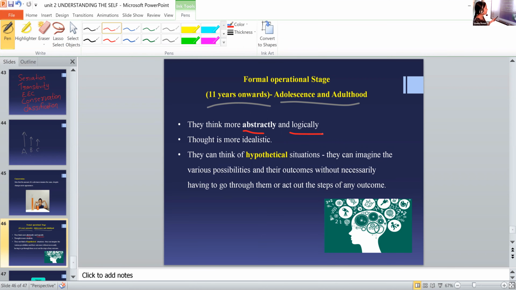So in this stage, we think more abstractly and logically. During adolescence, we can do mathematical calculations, and imagination and daydreaming will be there. All these are characteristics of the formal operational stage. And then you have reasoning ability. In adolescence, we gain reasoning skills. What is reasoning? The process of thinking.